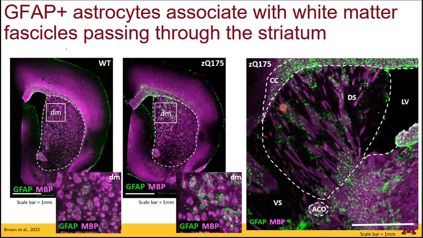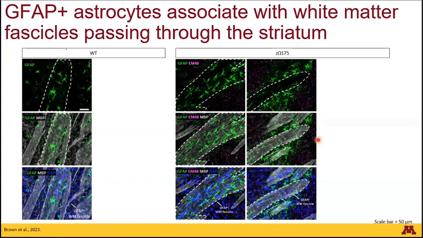Specifically over here, I think is a really good image of this. And here's some zoomed images that are even better. They basically show the same thing. The GFAP positive astrocytes are either surrounding or within the white matter fascicles. And this occurs even in wild type, just with less GFAP positive astrocytes.